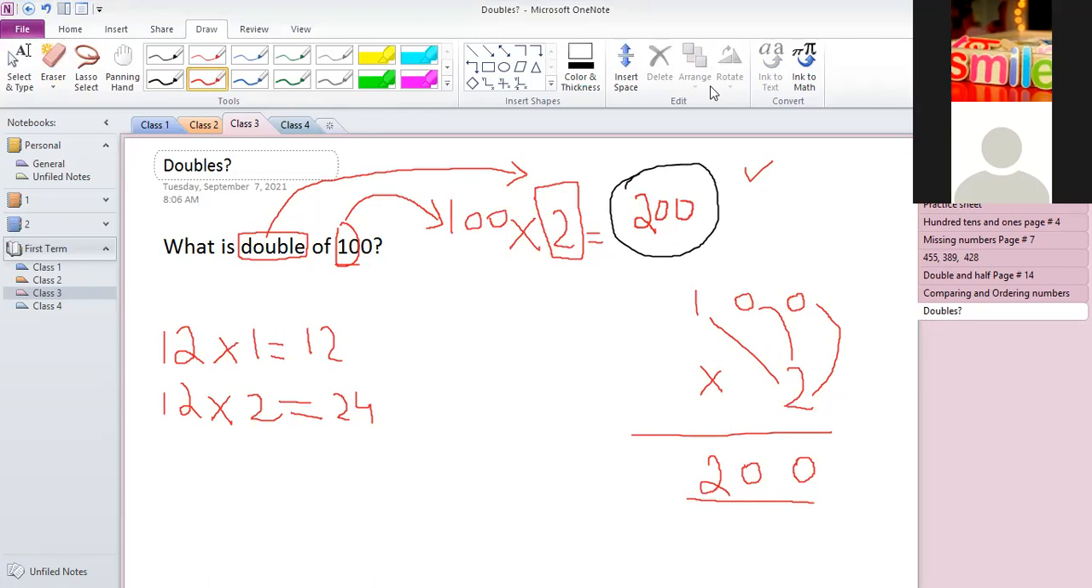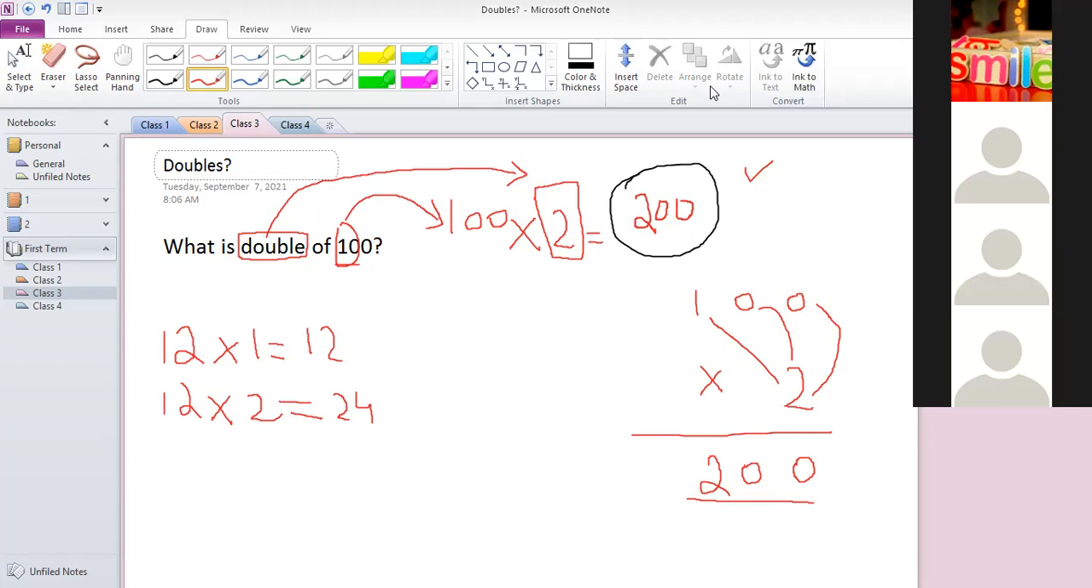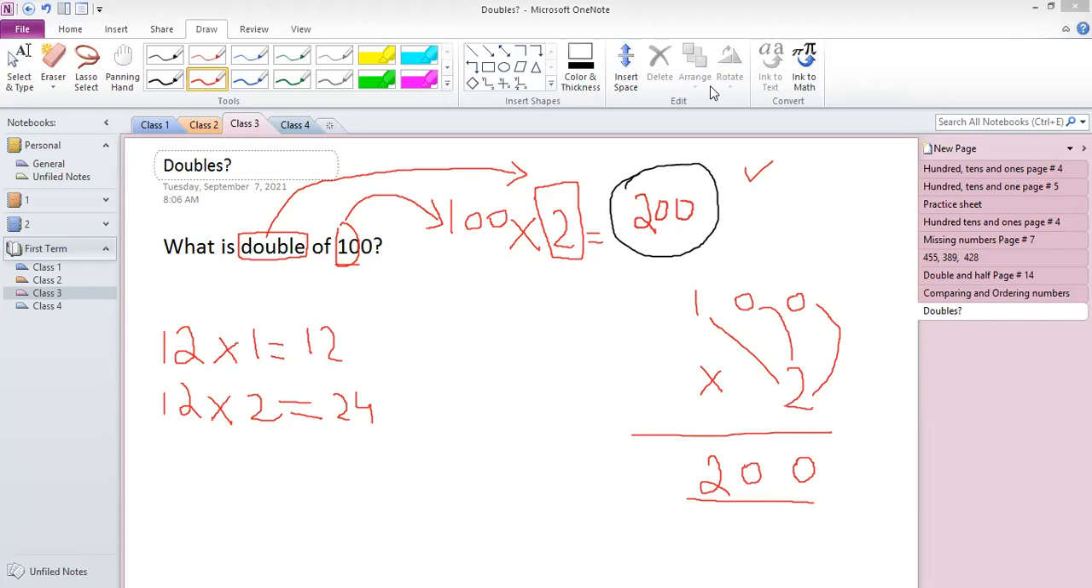So guys, what is the double of 2? 4. Very good. So the double of 2 is 4, but only one student gave me the answer immediately. Other students were thinking. Okay, you have to answer first.